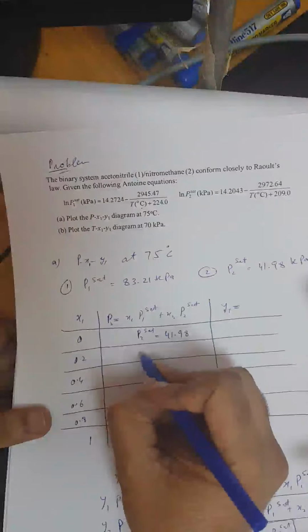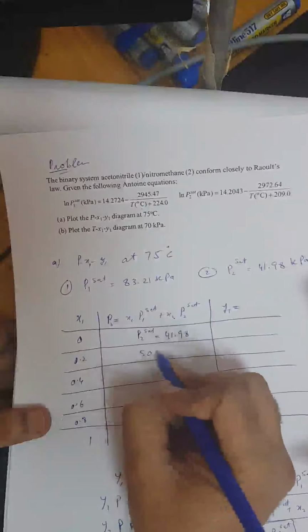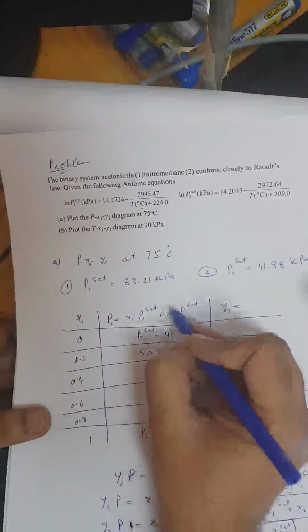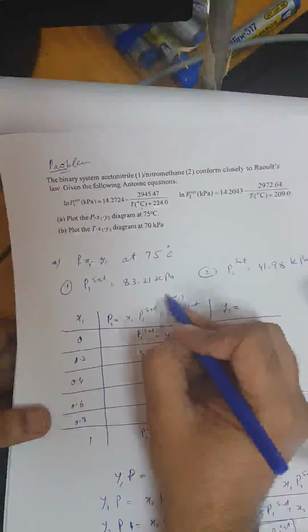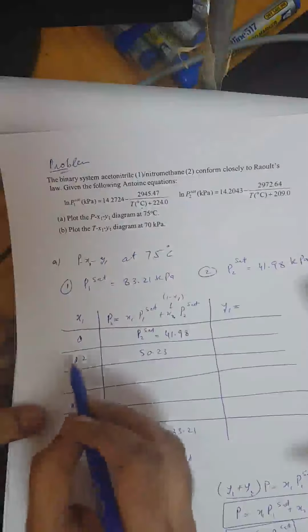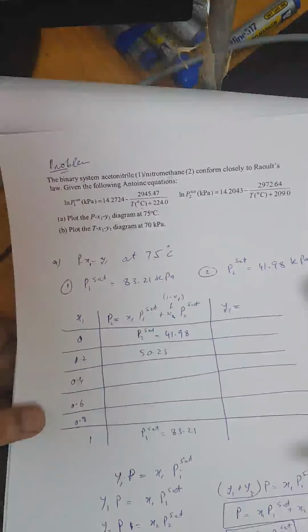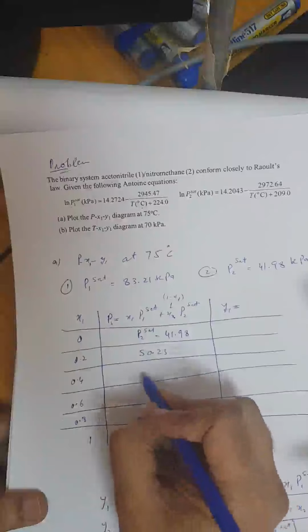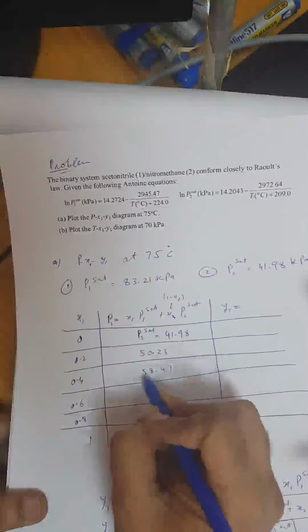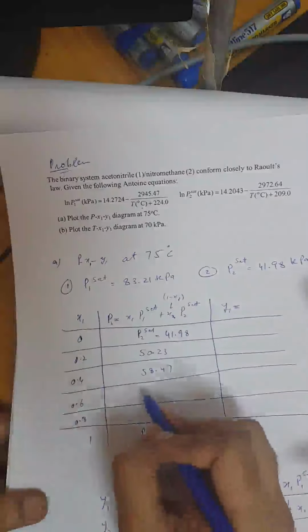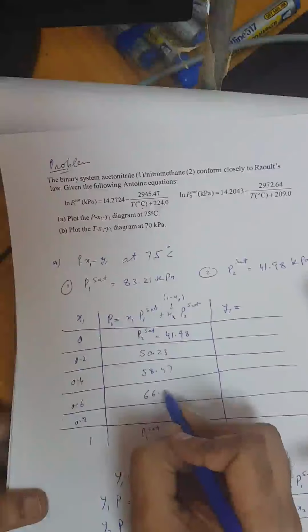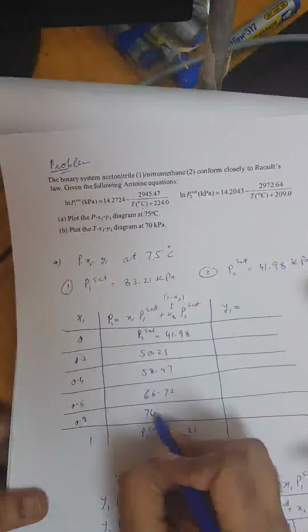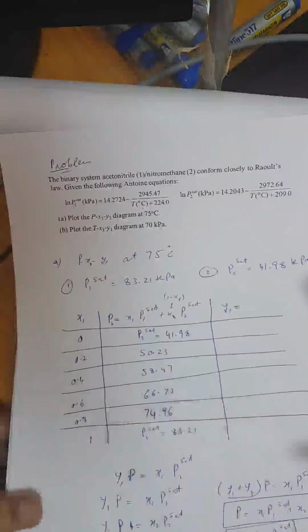We got here 50.23. So x2 means 1 minus x1. So you know x1. If you calculate, this will be 58.47. Then we have 66.72. And then we have 74.96.